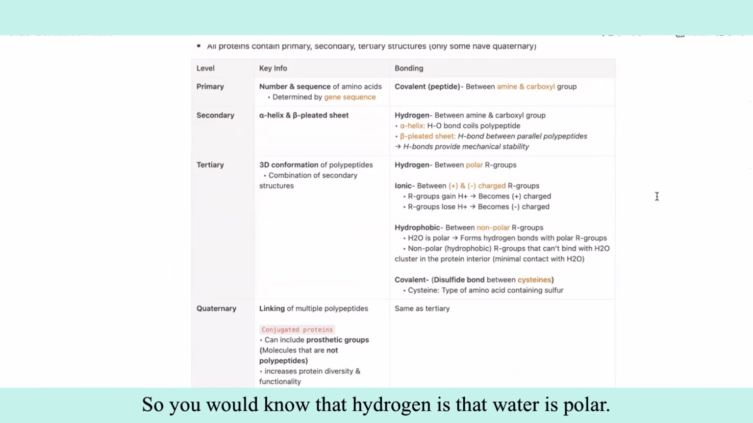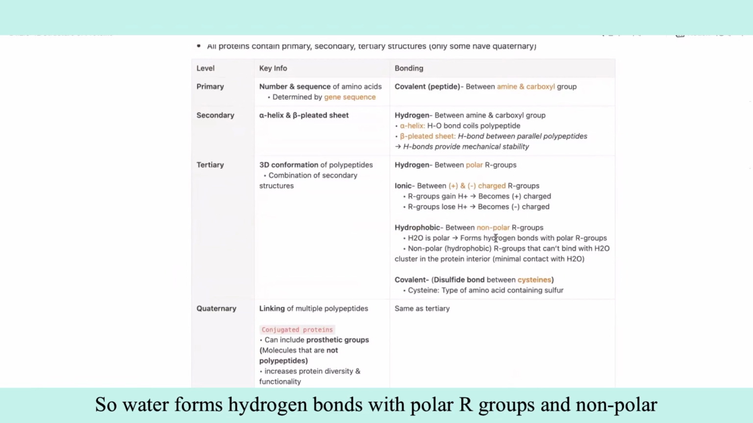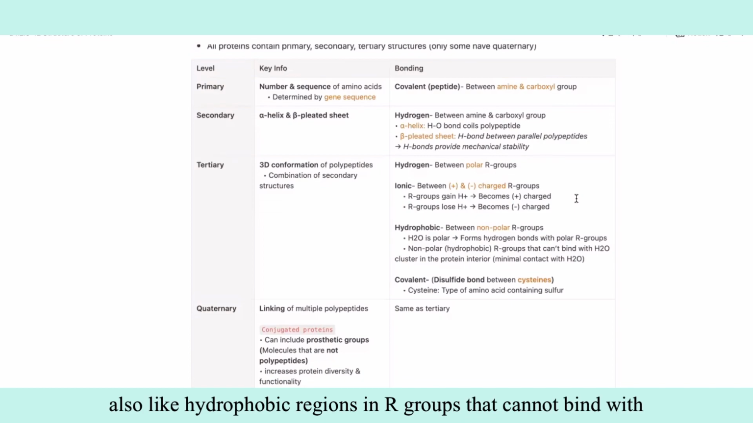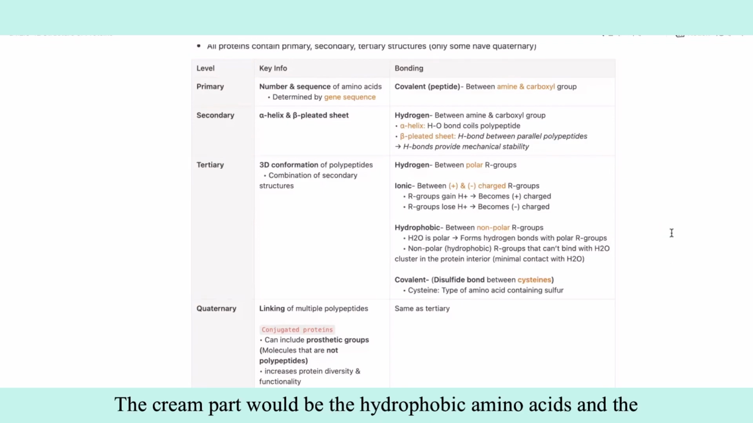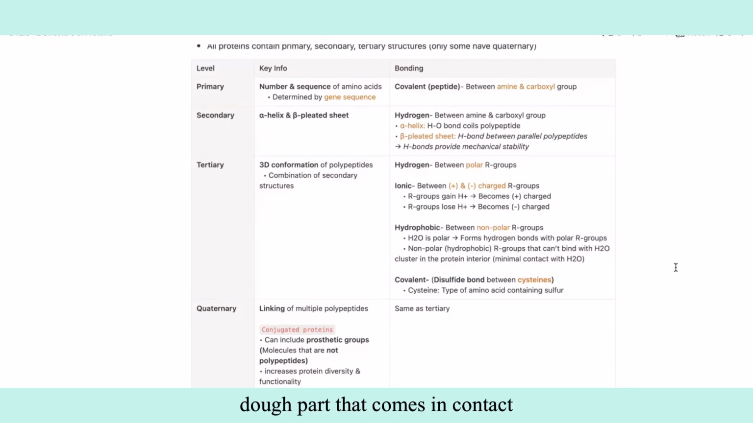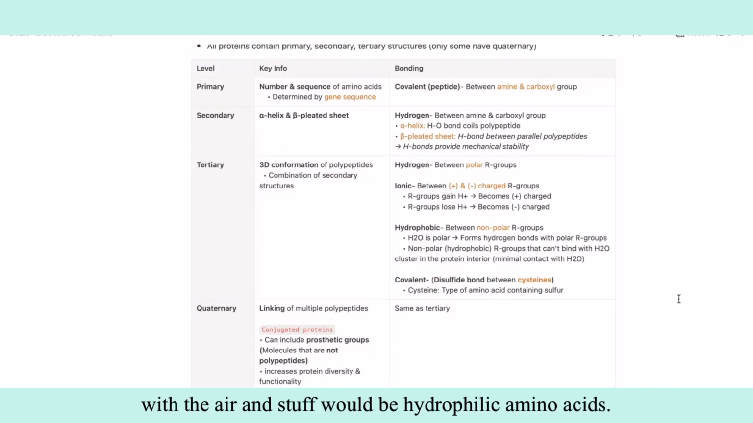So you would know that water is polar. And so water forms hydrogen bonds with polar R groups, and nonpolar regions, also known as hydrophobic regions in R groups that cannot bind with H2O's atoms, cluster in the protein interior to minimize their contact with H2O. So they would be sort of like a cream donut. The cream part would be the hydrophobic amino acids, and the dough part that comes in contact with the air and stuff would be hydrophilic amino acids.